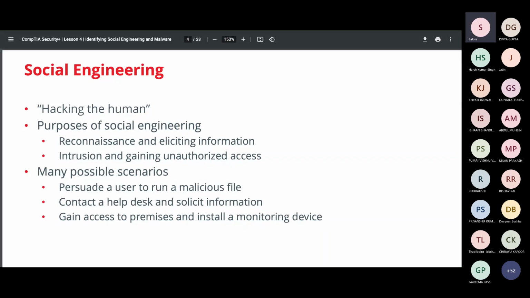Yes, Karthik, when we fall into the traps of an attacker, that is basically social engineering.